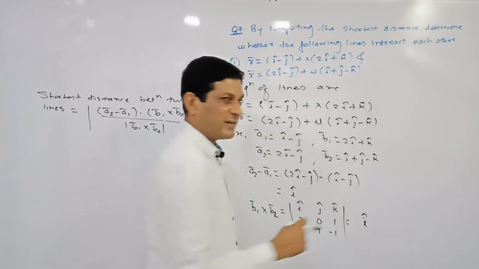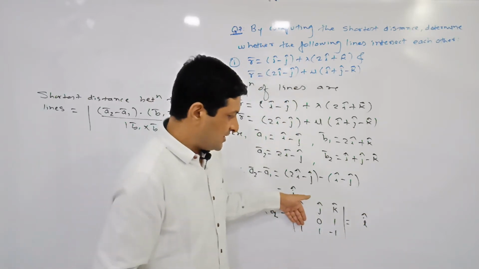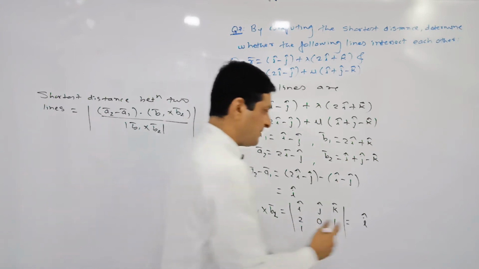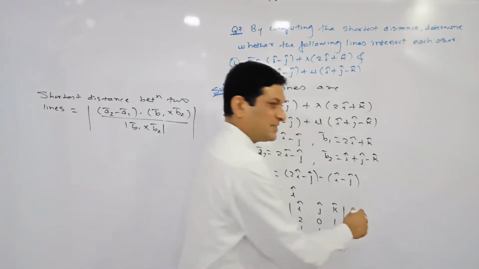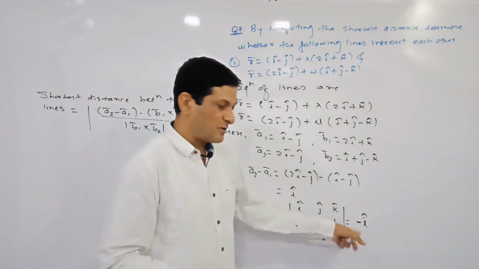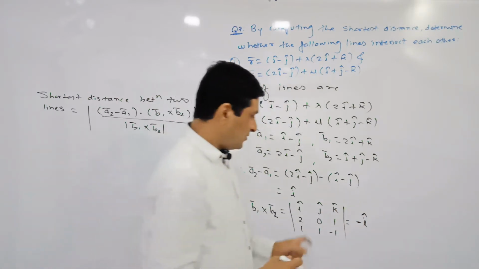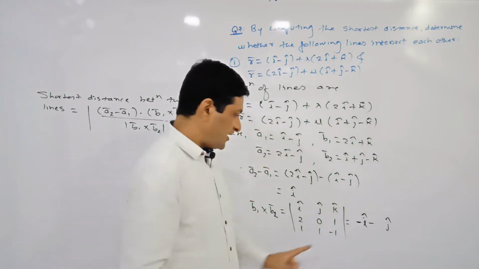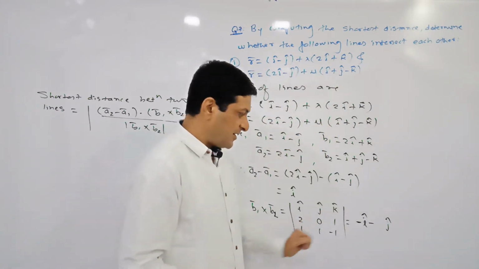First, we are trying to find the coefficient of i cap. So delete this column: 0 times minus 1 minus 1 times 1 will be minus 1. Minus 1 means minus i cap. Here the coefficient of i cap is minus 1. Now plus j is there, so write down here minus j. Delete this column, so try to find the determinant of these four elements.